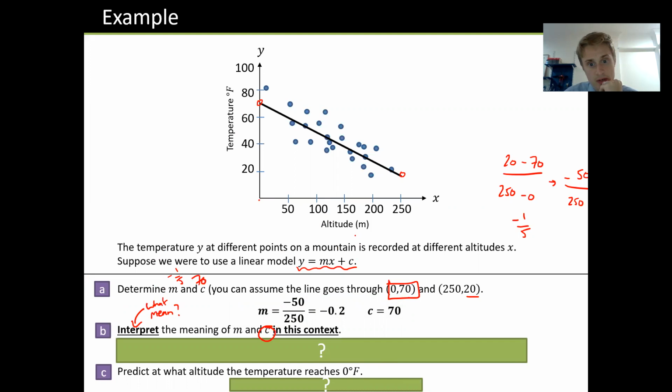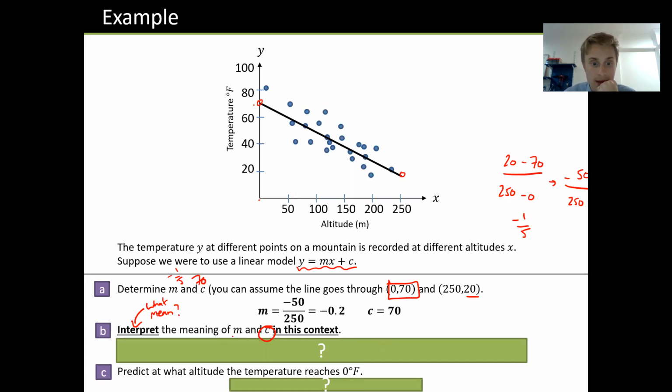means the altitude is 0. So when the altitude is 0, what the temperature is. So if we're like climbing a mountain or something, I suppose it's telling you the initial temperature before you increase altitude, or it's telling you the temperature at sea level, something like that.